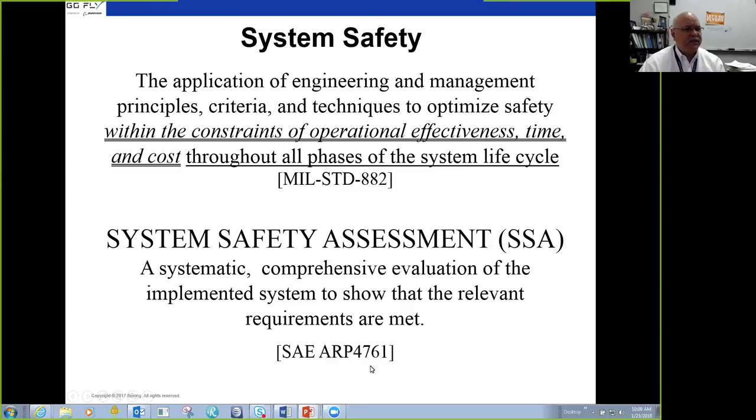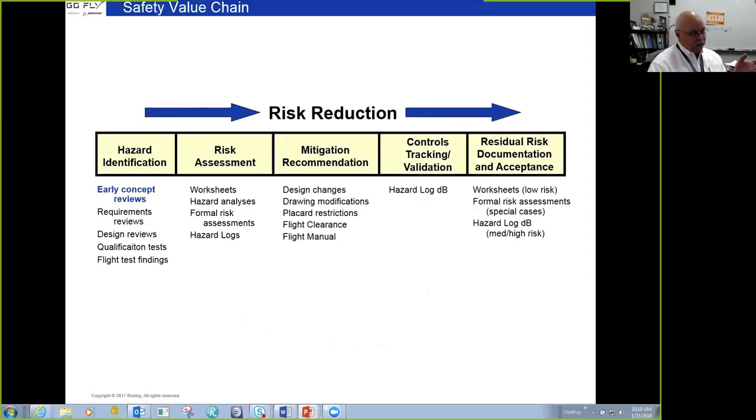And after 4761, there's another document that is called ARP 4754. And that is the one that actually says how you do the mitigation of the safety assessment, the mitigation of the potential failures that you could have. So the first step is to actually identify the hazard.